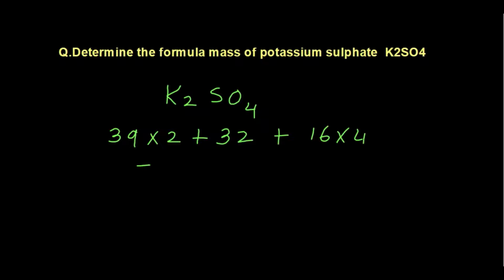So we will add all these quantities. 39 multiplied by 2 is equal to 78, plus 32 plus 64. We will add all the quantities and we get the answer, 174 atomic mass unit. 174 atomic mass unit is the formula mass of potassium sulfate. I hope this is clear.